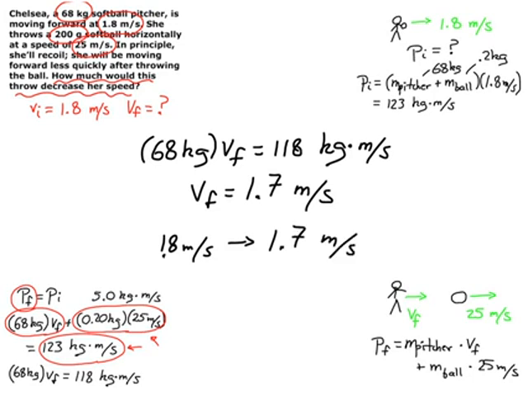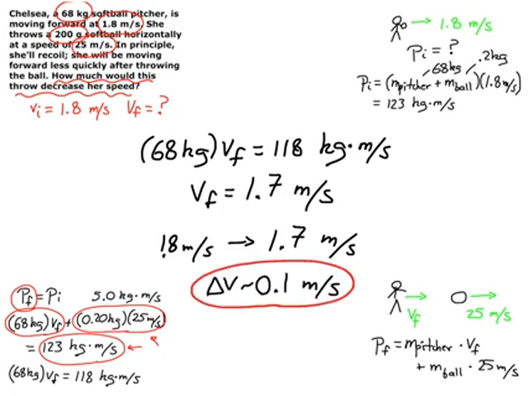She slows down by about 1/10 of a meter per second. And that's because of the momentum that she imparted to the ball. There's a change in her speed of about 0.1 meter per second because of the momentum that she imparted to the ball. And that's our final answer.